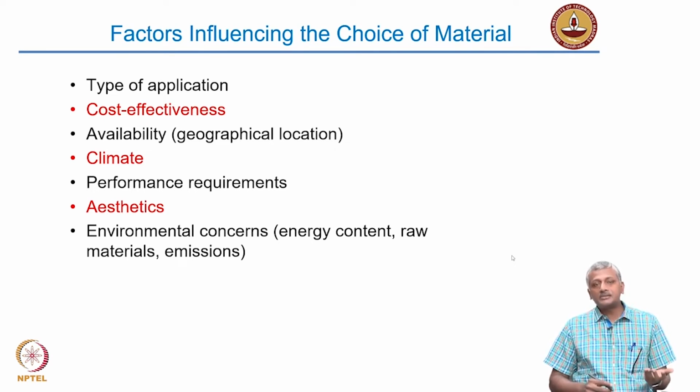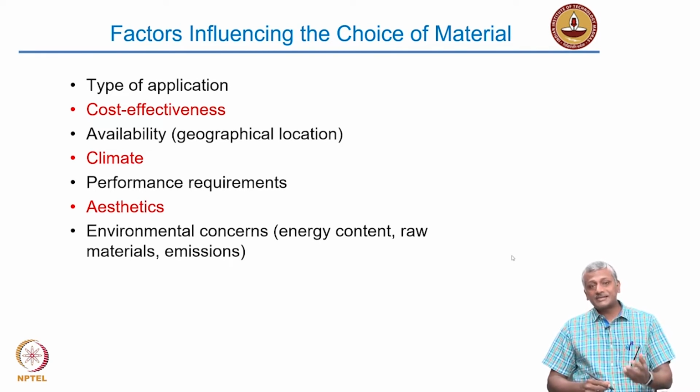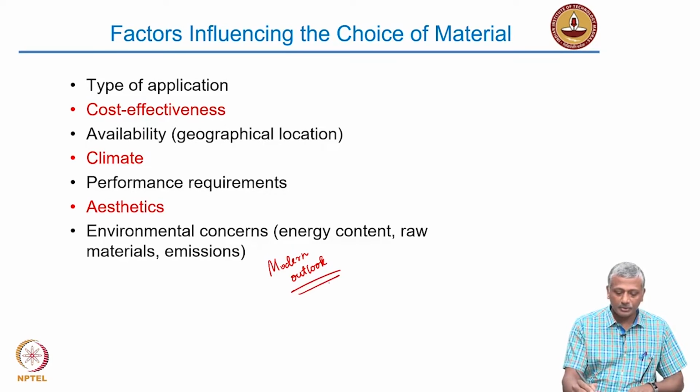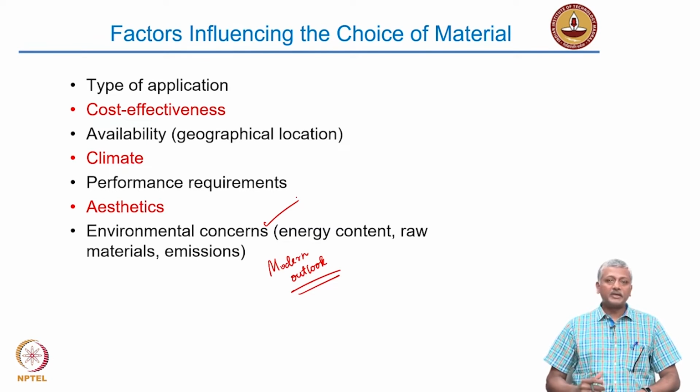Okay? Aesthetics again could be a factor governing choice of a material. Some materials or some structures made with certain types of materials may look a lot more pleasing as compared to others. Okay? And obviously, environmental concerns can lead to the choice of material like energy content, raw materials and emissions, and this is the modern outlook. So, this is how we want to look at the choice of materials. The modern outlook is to decide the material based upon the environmental concerns. Okay? What does it mean?